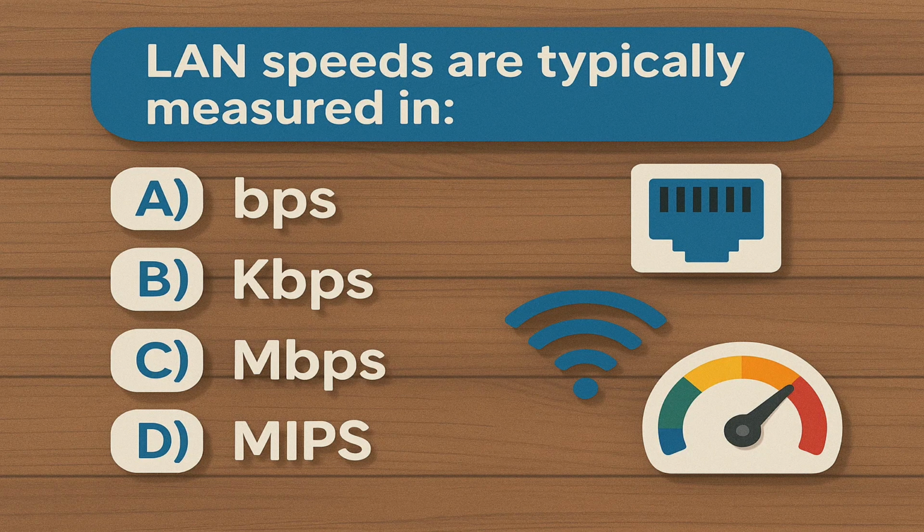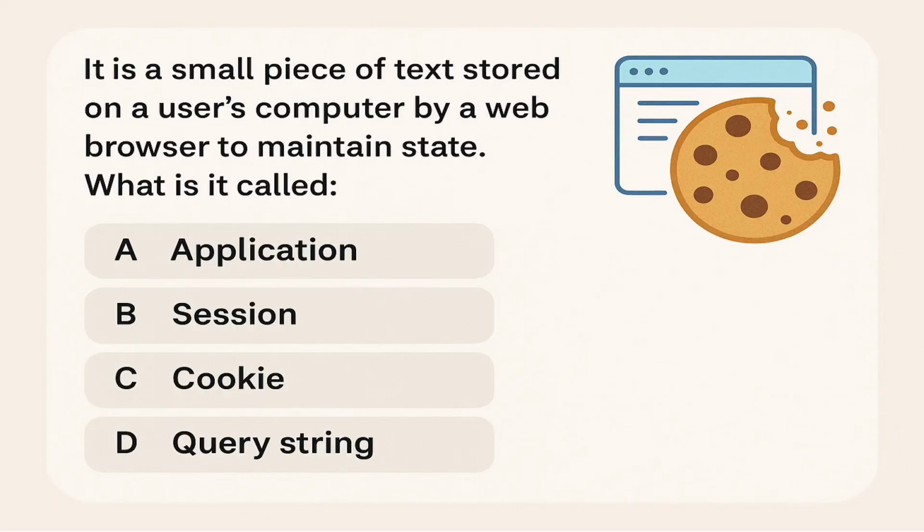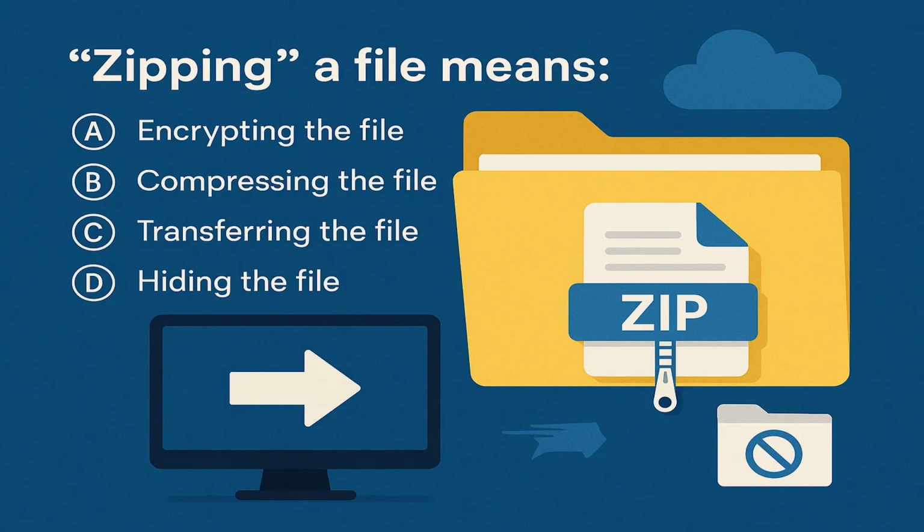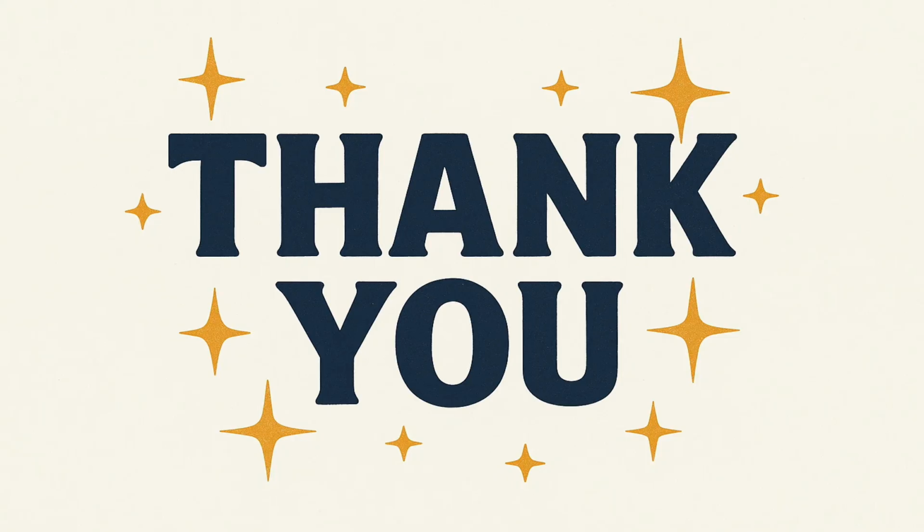LAN speeds are typically measured in Mbps. It is a small piece of text stored on a user's computer by a web browser to maintain state. What is it called? Cookie. Zipping a file means compressing the file.